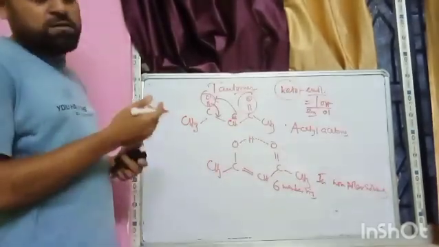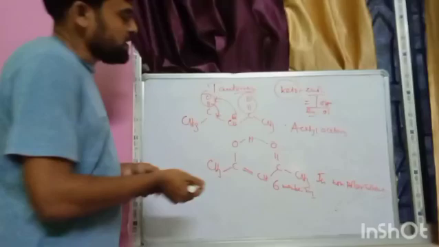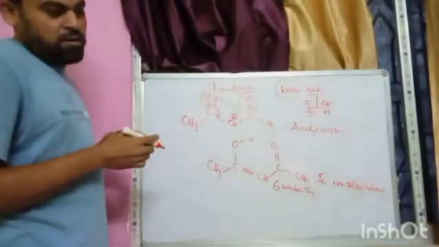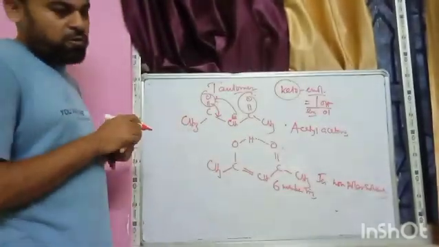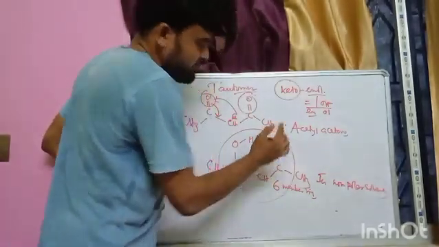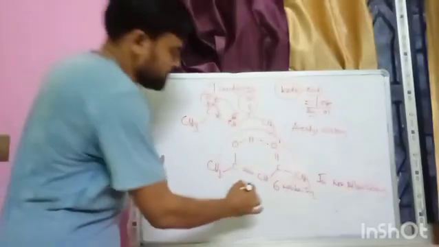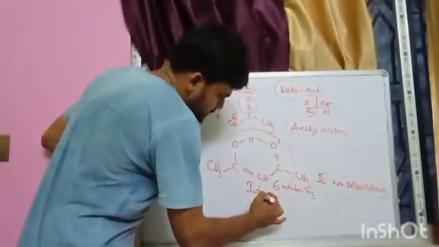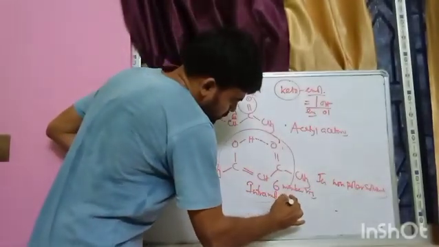And one question arises from here, that which is more volatile, whether the keto form or the enol form. Enol form itself forms a hydrogen bond, that is called intramolecular hydrogen bond. It forms an intramolecular hydrogen bond.